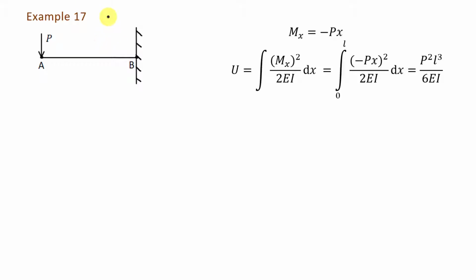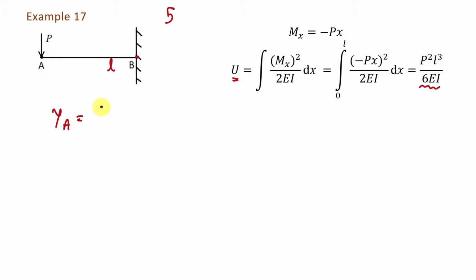Now let's say we have this simple example. We have discussed this example in chapter 5, that is strain energy. In this example, we have this cantilever beam of length L which is fixed at point B, and we apply point load P at point A. Here we found the value of strain energy in this beam due to this point load P. Fine, and it is P square L cube divided by 6EI. Now we are going to find the value of deflection at point A, that is YA, by using the strain energy method.